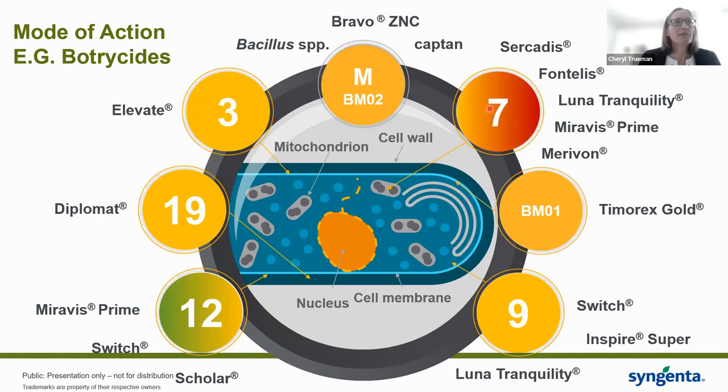So group 7s, for example, and just to point out, some products will have more than one active ingredient. So you've got Moravis pine here as a group 7, and it also contains a group 12. The coloring on here helps to denote resistance risk. I'm going to dive into that in the next section.